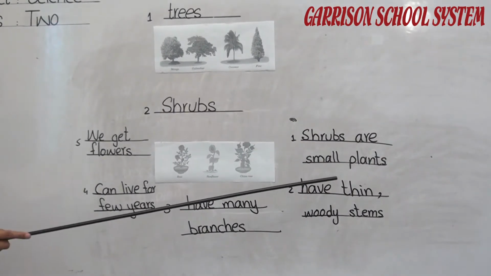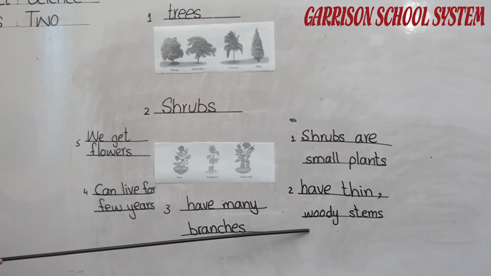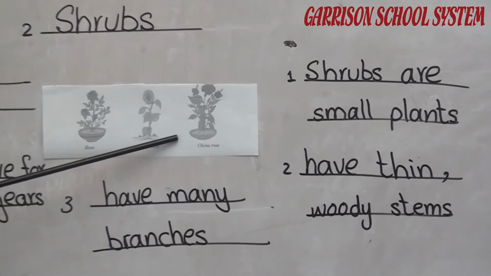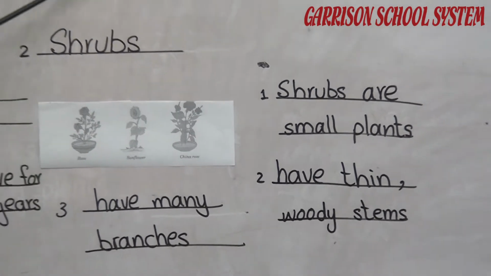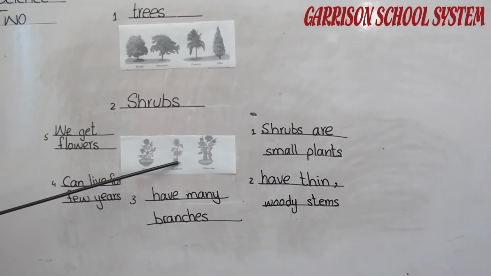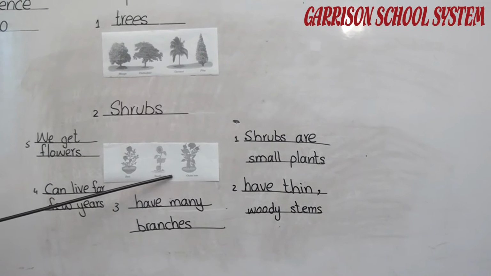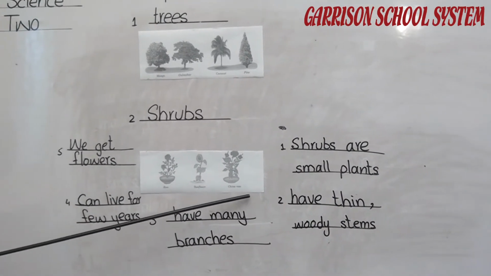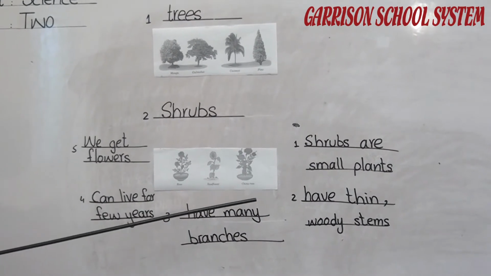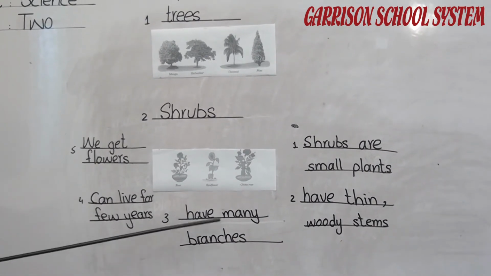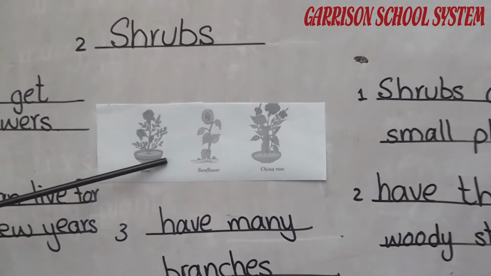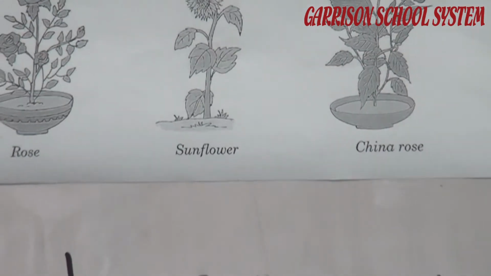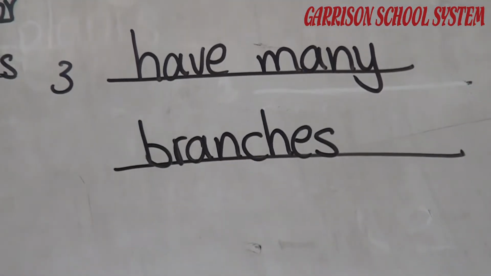Second one, they have thin and woody stems. Their stems are thin but woody. And the difference is that the tree has one stem and the shrubs have many stems which come out from near the ground. And there is no difference between the branches and the stems of the shrubs. Second one, they have many branches. Shrubs also have many branches, but their stem and the branches do not have any proper difference.